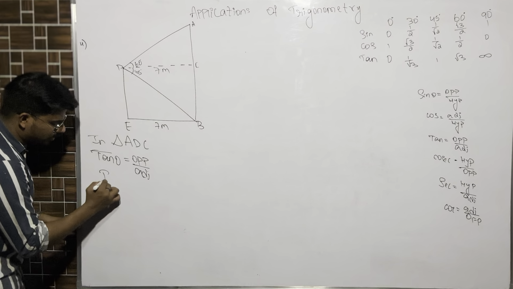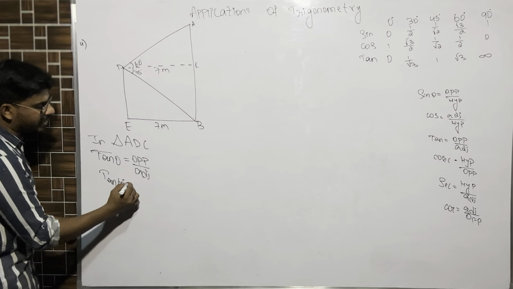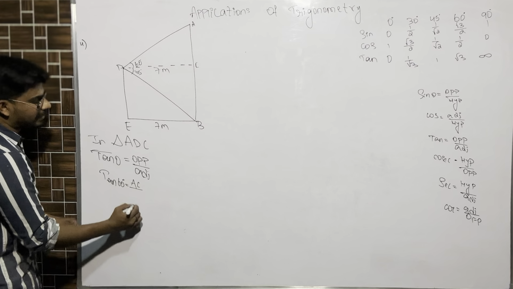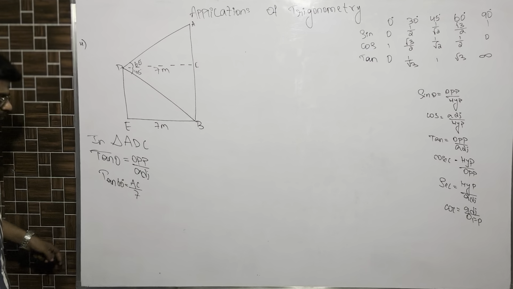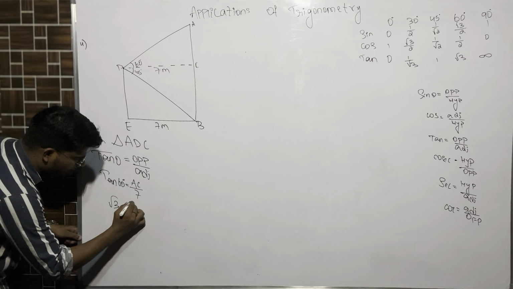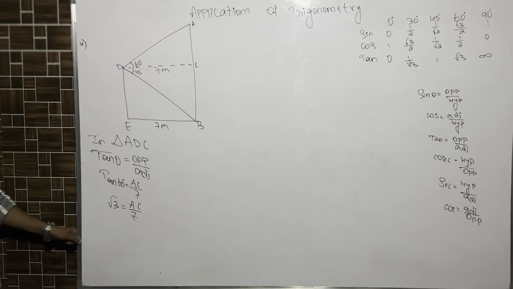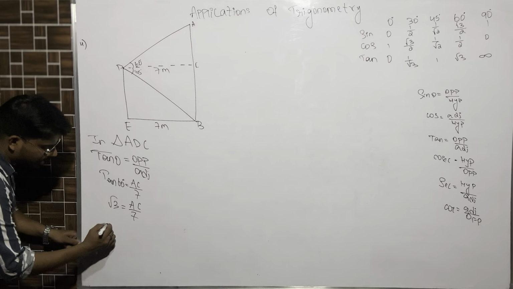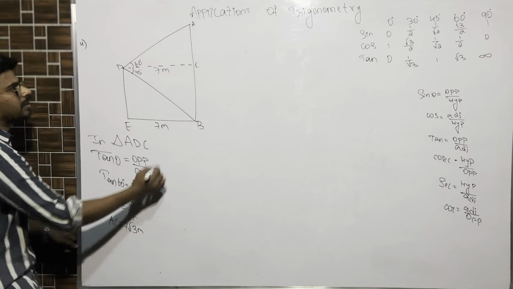Theta, how much is the angle? 60. Tan 60 is equal to opposite, how much is opposite? AC, by adjacent, 7. AC by 7. Tan 60, root 3, is equal to AC by 7. 7 is division. If I send it over here, it will become multiplication. AC is equal to 7 root 3. AC is equal to 7 root 3 meter.